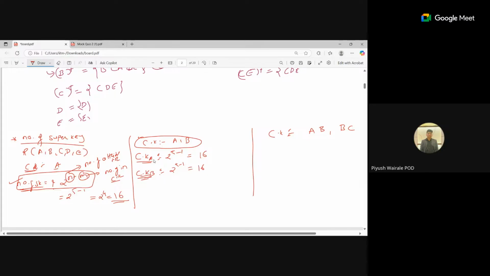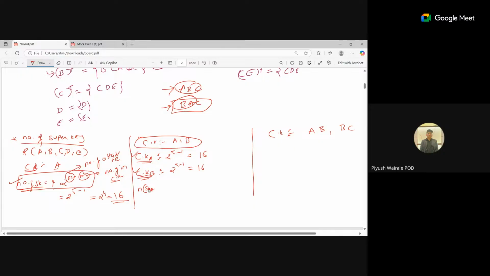But if you take a combination of A, B, C and B, A, C, this will be in both the sets, right? Using A also, this is a super key. Using B also, this is a super key, right? So there are some common combinations that we have to remove. In both the sets, we have some common combinations here. So how can we do that? We can use that particular formula.